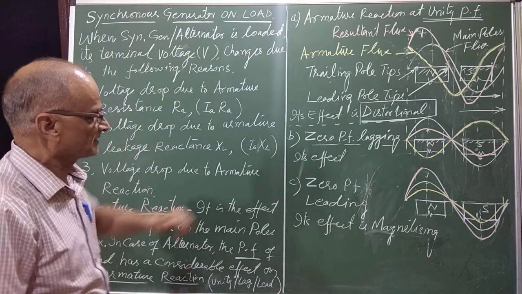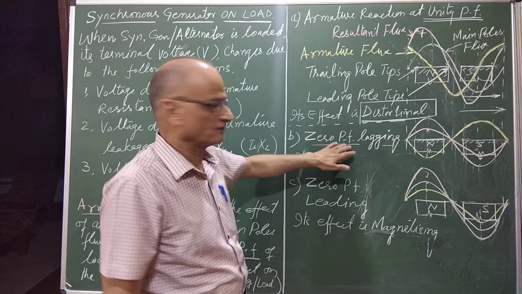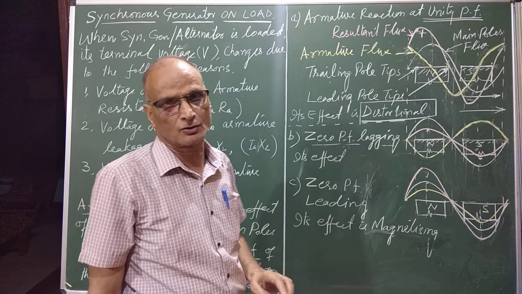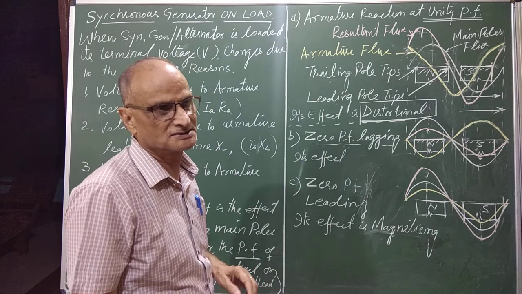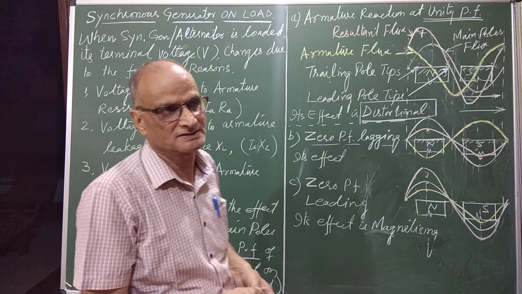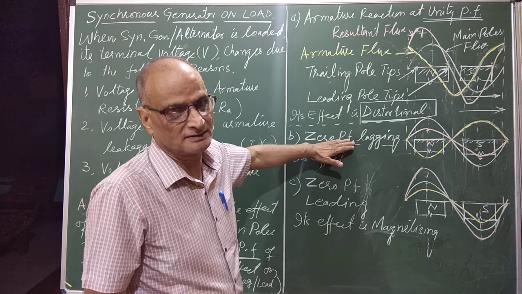So the second case is zero power factor lagging. Zero power factor means the angle between voltage and current is 90 degrees. Cos 90 is 0. Zero power factor means cos phi is 0. Cos phi 0 means phi is 90. So there is a 90 degree angle between voltage and current.